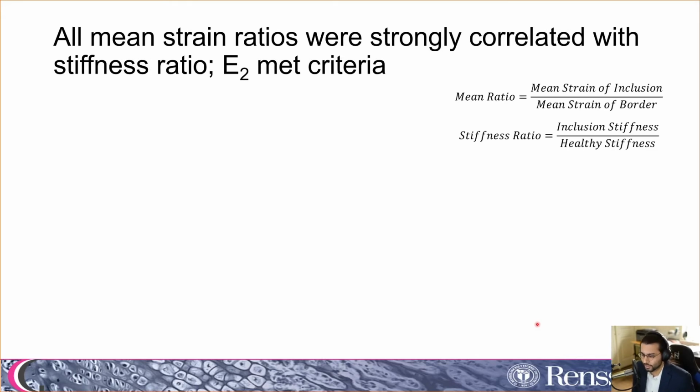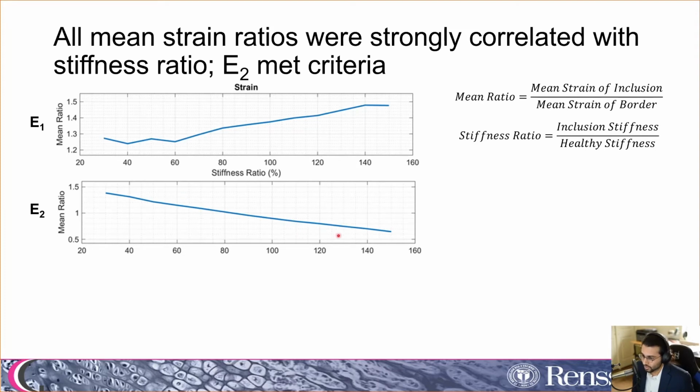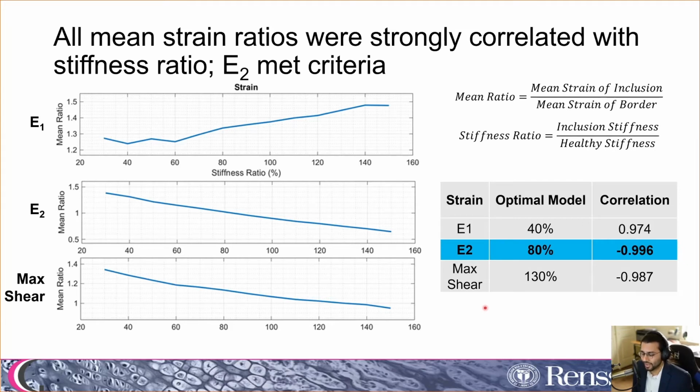So keeping in mind that the mean ratio is the mean strain of the inclusion over the mean strain of the border, and the stiffness ratio is the inclusion stiffness over the healthy tissue stiffness, we find that the first principal strain correlates very well with the stiffness ratio. The second principal strain correlates almost perfectly, and the maximum shear strain also correlates very well. As we increase the stiffness ratio, the ratio decreases. And when we're evaluating, we find that in this particular model, due to our eccentric location of the inclusion and our compressive loading, the second principal strain is the best indicator of the actual stiffness ratio, but all three of these strains were very strongly correlated with the stiffness ratio.